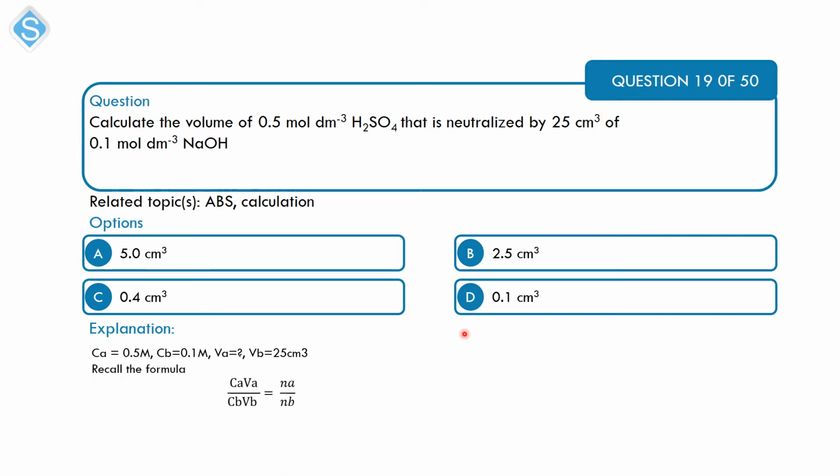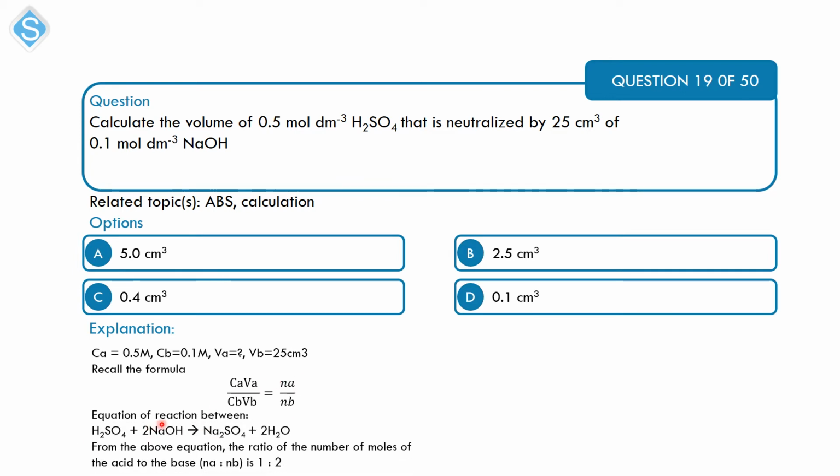Next, you recall the formula CAVA over CBVB equals NA over NB. This is the concentration of the acid, volume of the acid, concentration of the base, volume of the base, number of moles of the acid, number of moles of the base. Of these 4 we have 3 already. What we are looking for is VA. However, we don't have the number of moles of the acid and the number of moles of the base. To get that, we will need to write the equation of the reaction for H2SO4 and sodium hydroxide.